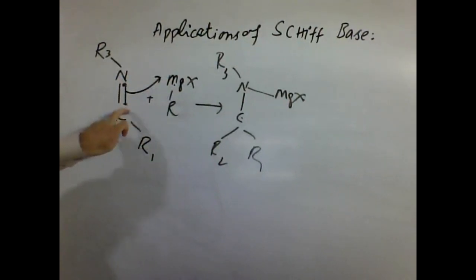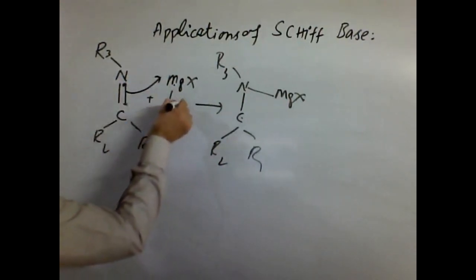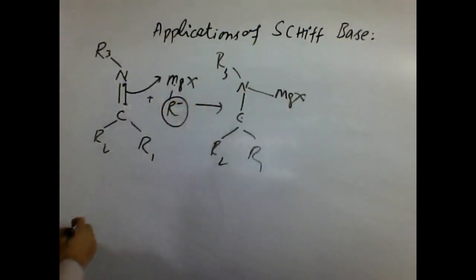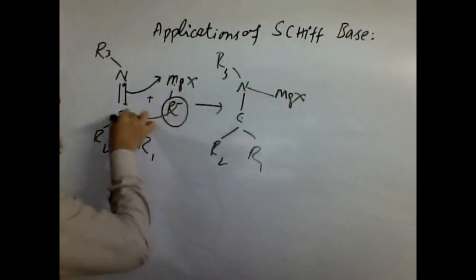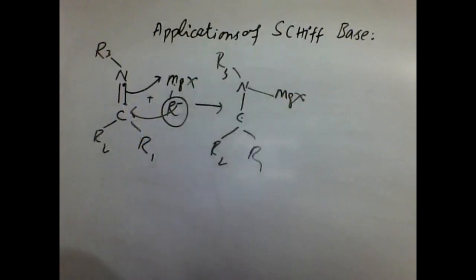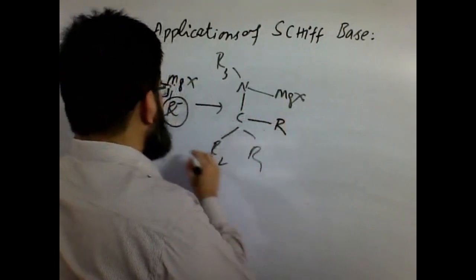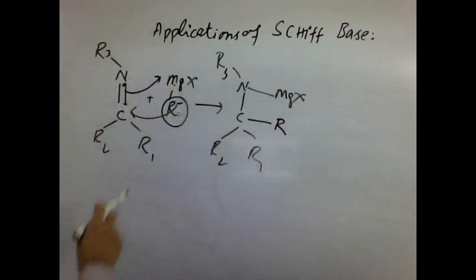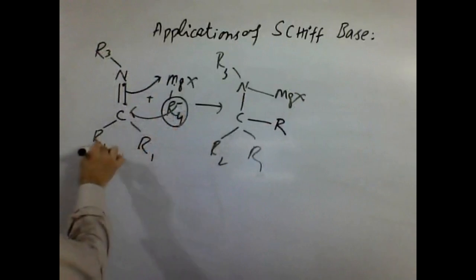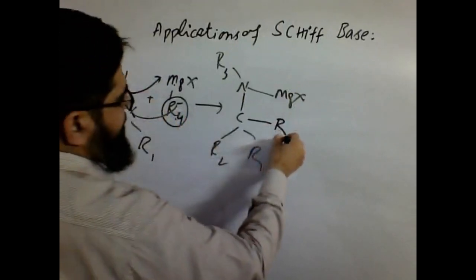In order to neutralize this positive charge, these alkyl groups are supposed to be negative. The nucleophile will attack at the carbon in order to neutralize its positive charge. So we will get something like that. We can call it R4, you know, 1, 2, 3, this could be called R4.